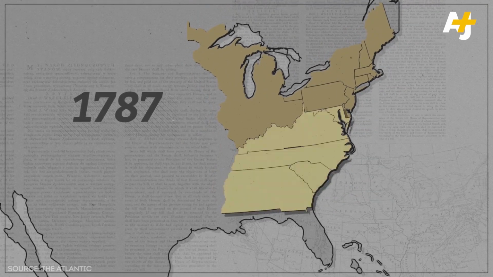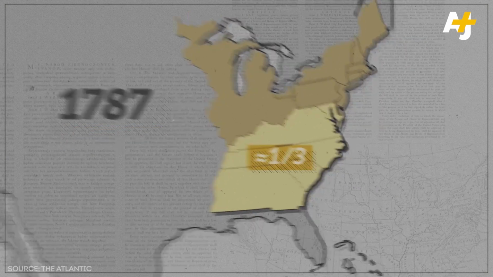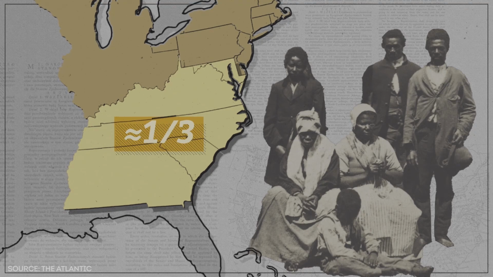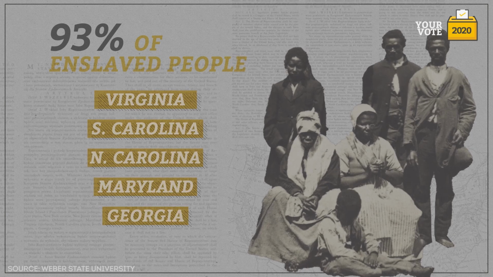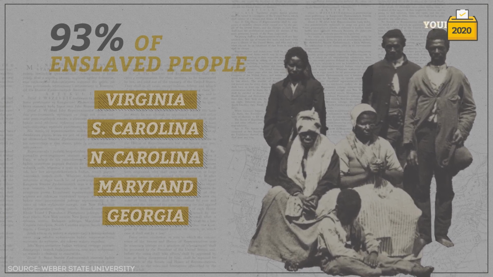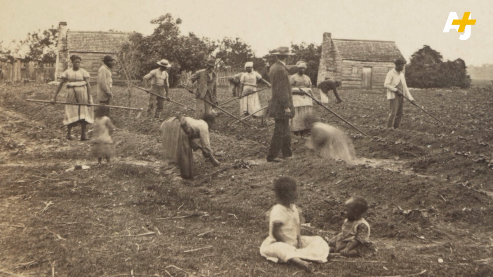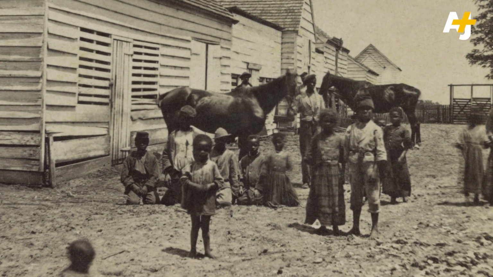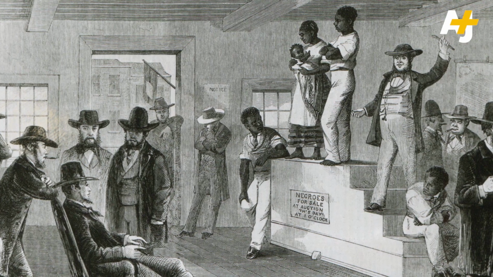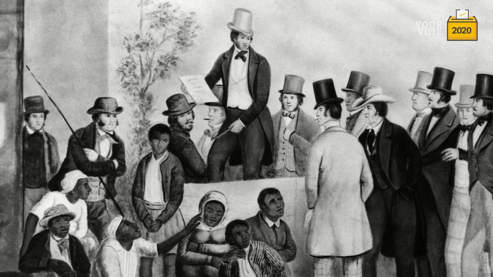At the time, the North and South's population was almost equal, but about a third of those living in the South were enslaved and didn't have the right to vote. In fact, 93% of the country's total enslaved population was concentrated in just 5 southern states. This system incentivized the southern states to continue growing the number of slaves because the more slaves they had, the greater their power was in Congress and in the Electoral College. Wilfred says that the preservation of slavery played a big role in how the system was designed.